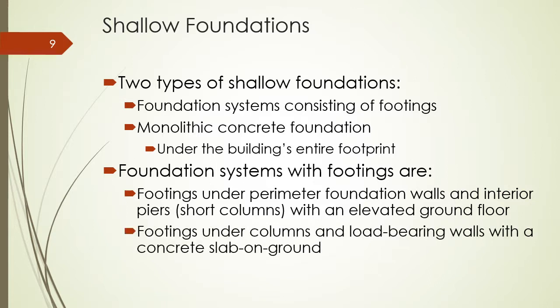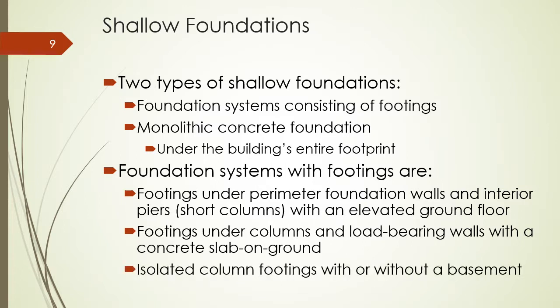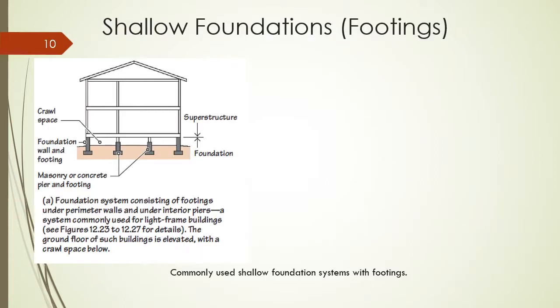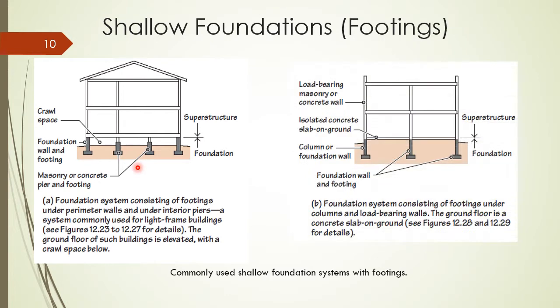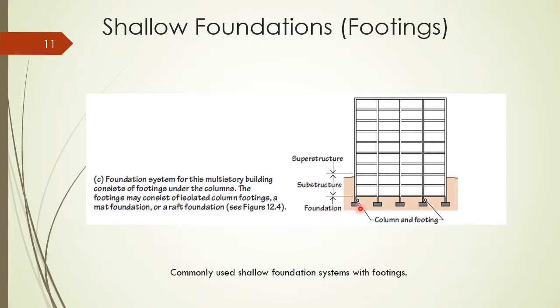There might be footings under columns and load-bearing walls with a concrete slab on ground, or there might be isolated column footings with or without a basement. And again, graphically, this is the foundation system with an above-ground floor, isolated concrete footings for columns or piers. Here is the slab on grade, and here is the isolated column footings.